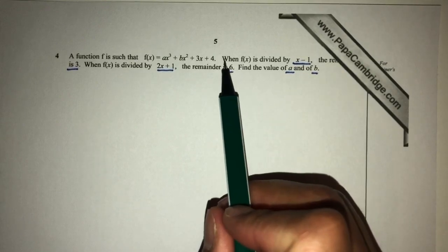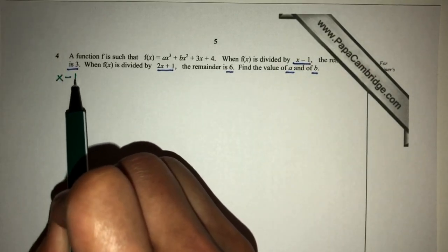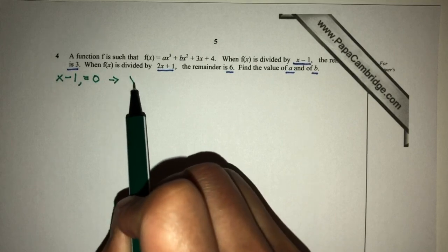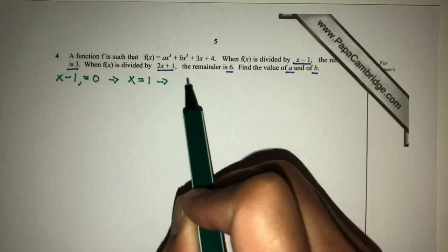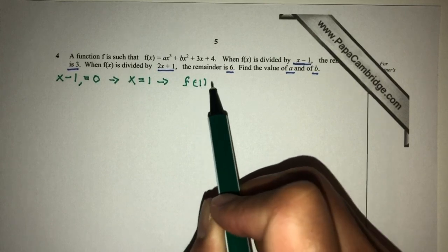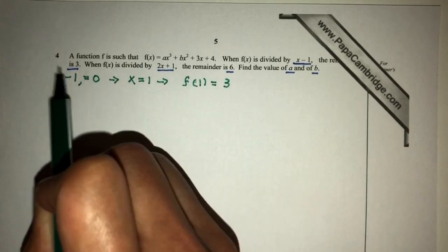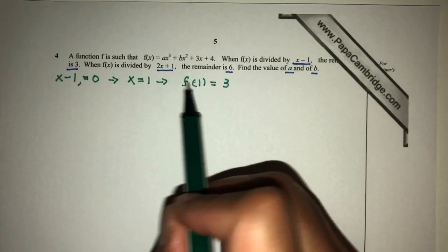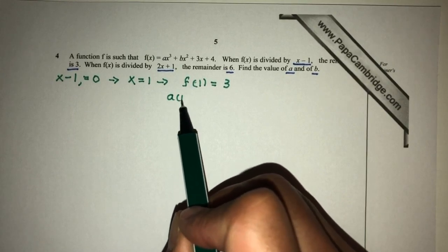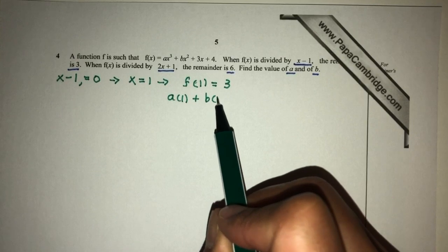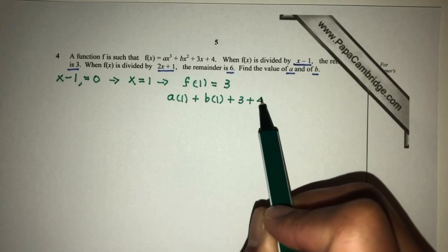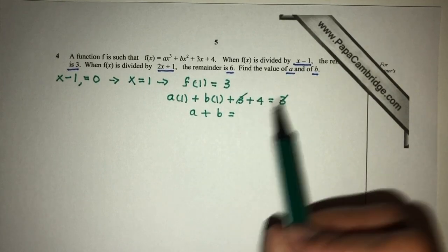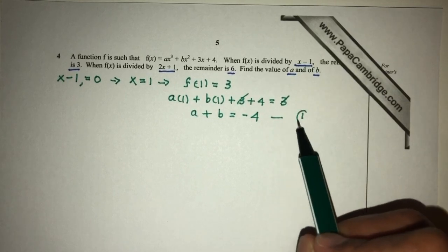So first, when it was divided by x minus 1, what is the value of x? We have to equate that to 0. So from this, x has to be equal to 1. So this means that when the function takes the value of 1, the remainder is equal to 3. Right? Now we just have to solve this equation. So replace x by 1 first. You will have a times 1 cubed is 1, plus b times 1 cubed is also 1, plus 3 plus 4 equal to 3. So a plus b has to be, so this will cancel out, minus 4. This is my equation number 1.